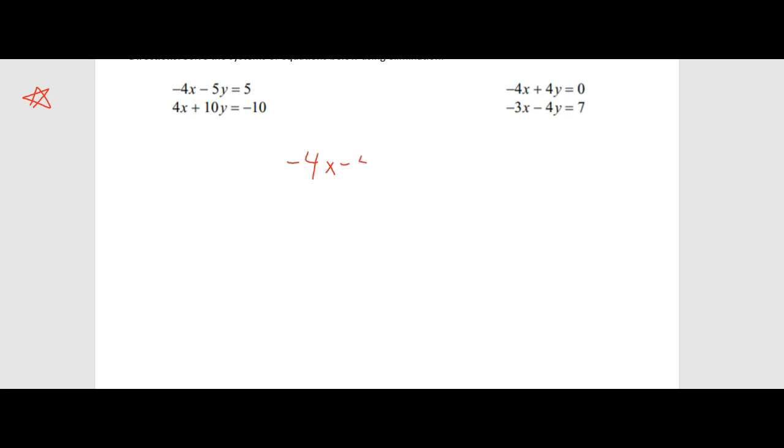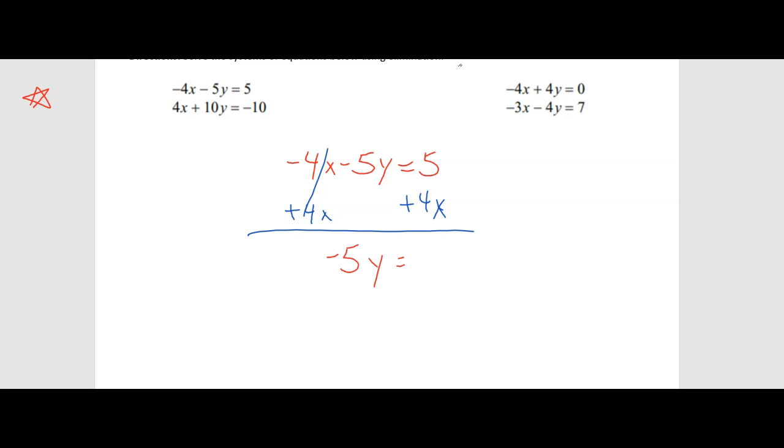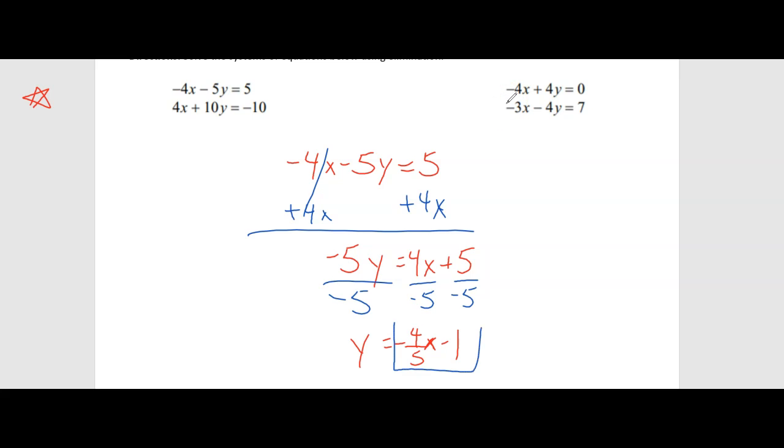Let's take the first equation. I would have to use different inverse operations, right? I might have to add 4x to both sides. So then I get negative 5y is equal to 4x plus 5. Then I've got to divide everything by negative 5. And that's going to give me y is equal to negative 4/5 x minus 1. And then I'd have to take this quantity right here and substitute it in for y in my second equation. And then go ahead and solve for x.